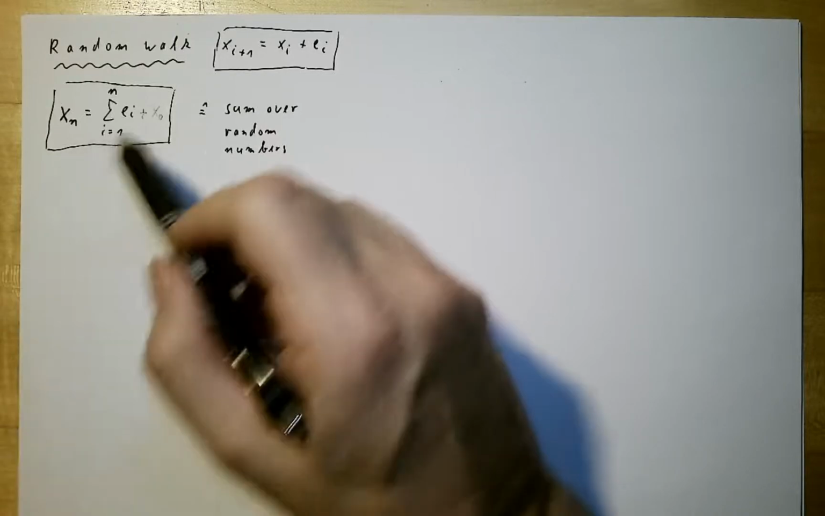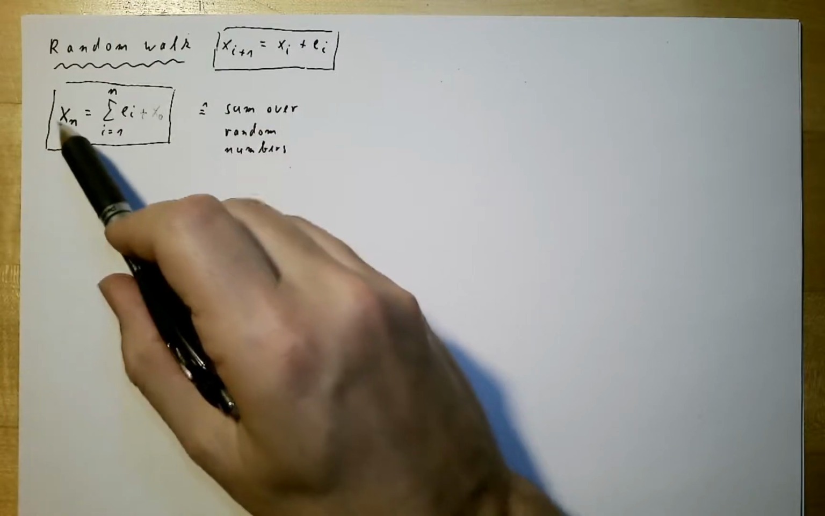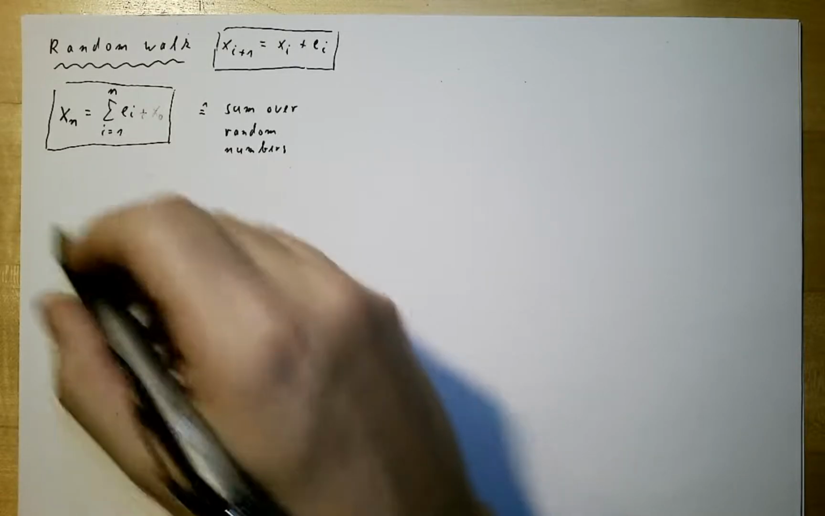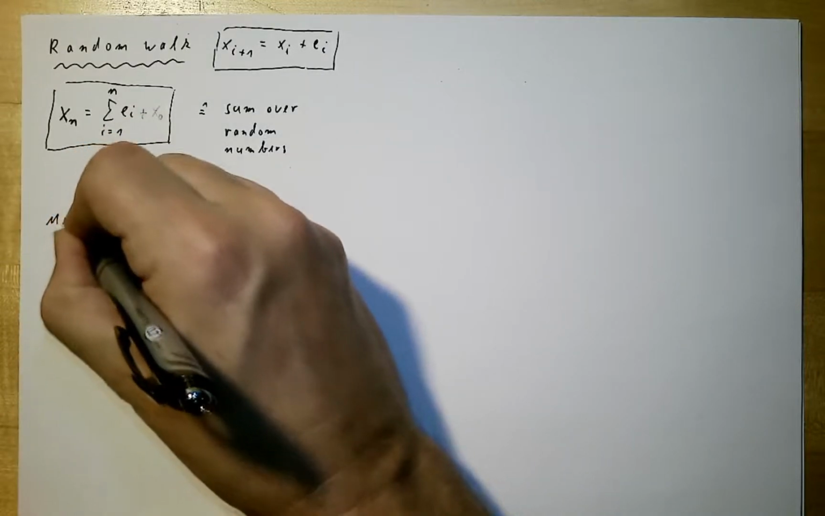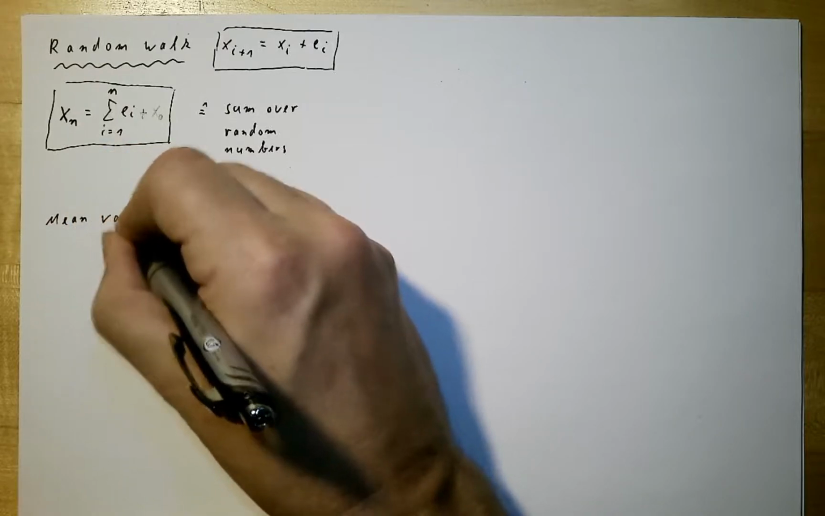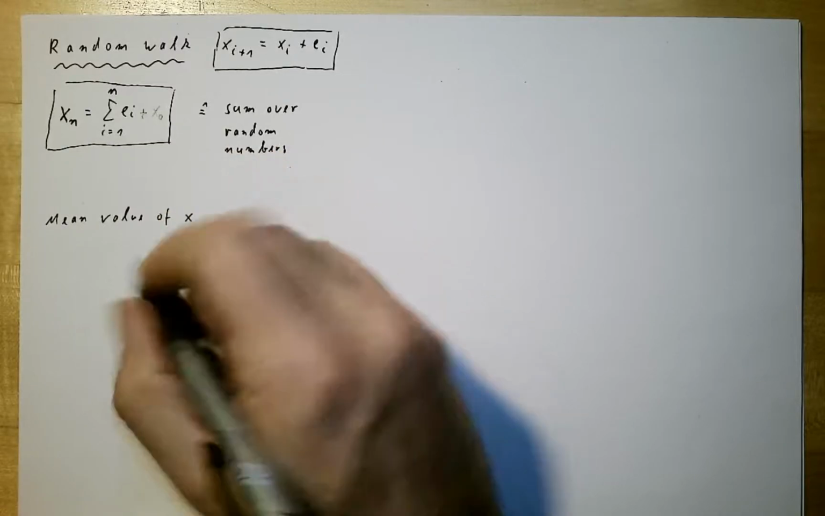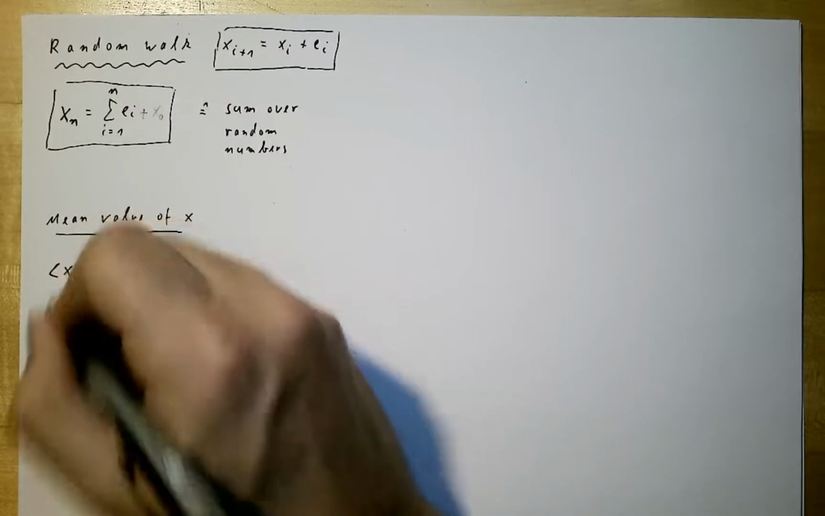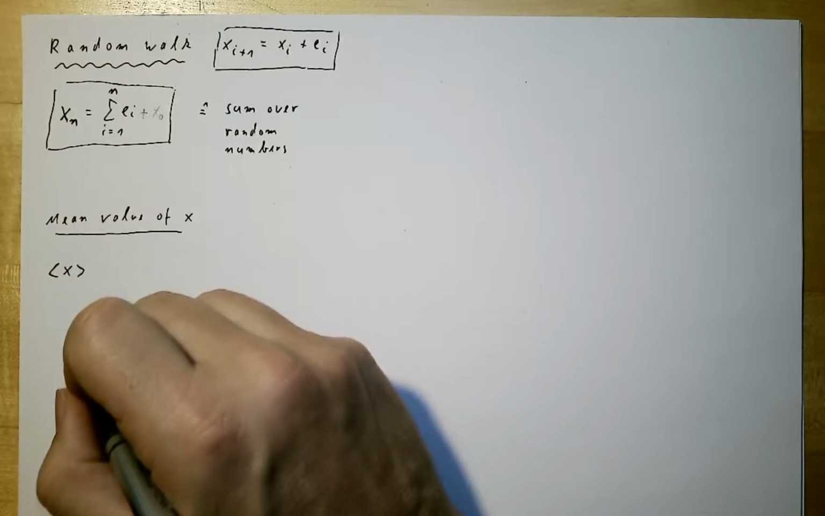Okay, now we have this definition, and we want to see whether we can calculate properties of the random walk. The first thing we could be interested in is the mean value. So what is the mean value of our walker? We want to calculate the expectation value, which is a function of time.